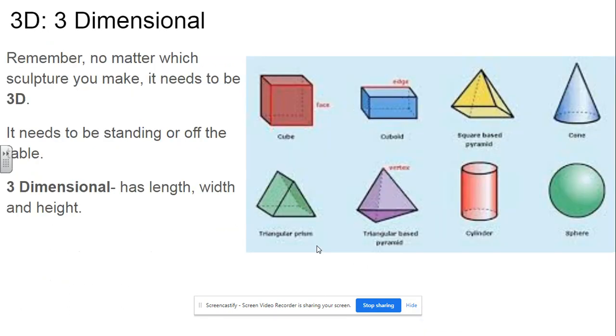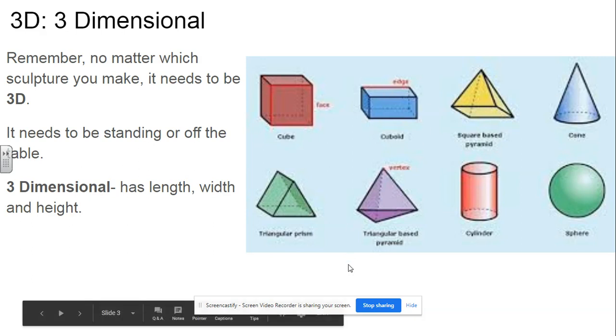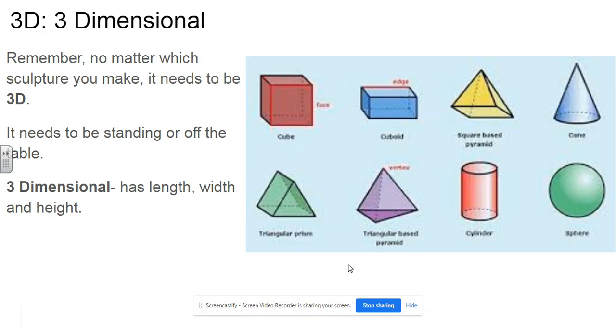So the most important thing is that your sculptures are going to be 3D, three-dimensional. That means that it's going to have length, it's going to have width, and it's going to have height. These are some examples of some 3D shapes. Remember a couple weeks ago we did 2D shape drawings, but these are examples of some 3D shapes. So your sculpture is going to be coming off the page. It's got to be standing up.